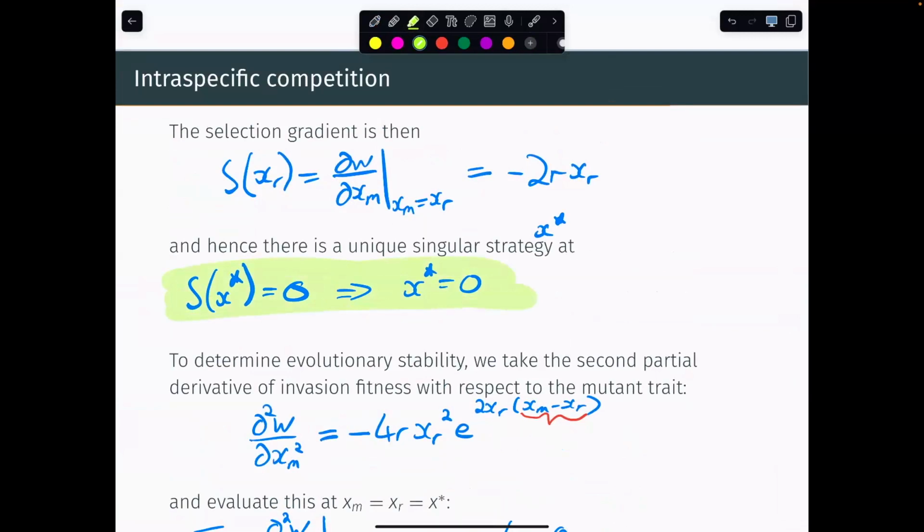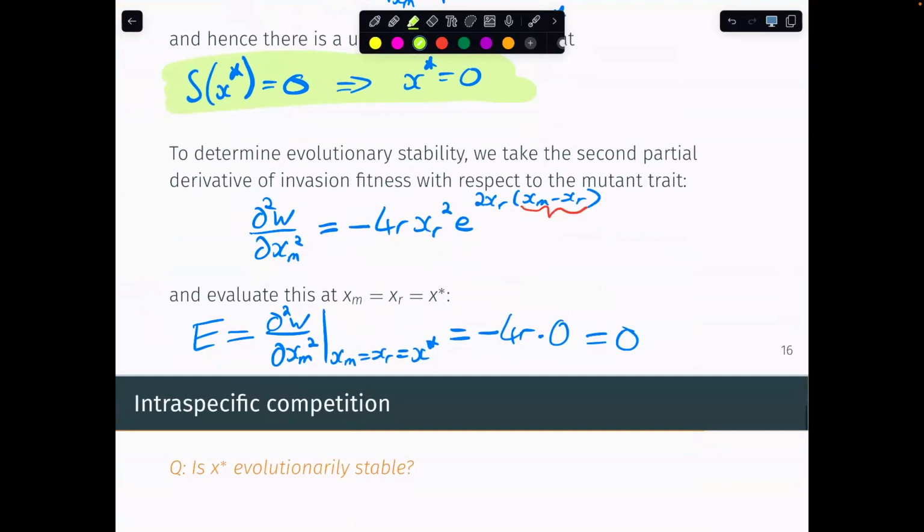Which, to go back to the question you asked before, mathematical convenience is why I chose these functions, because things cancel down nicely and we don't have really horrible things. There's nothing particularly special about the functions that I've chosen in a biological sense, and why x may be positive or negative. It's really chosen for mathematical convenience. So x star is equal to 0 because this is the singular strategy, the only singular strategy that we've identified.